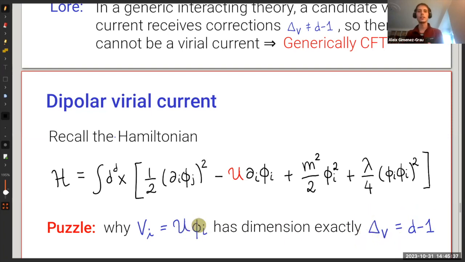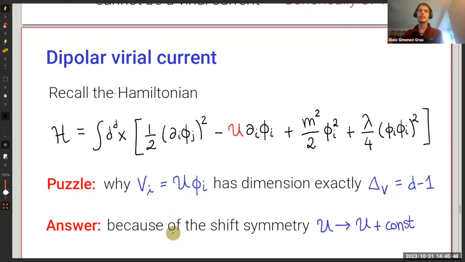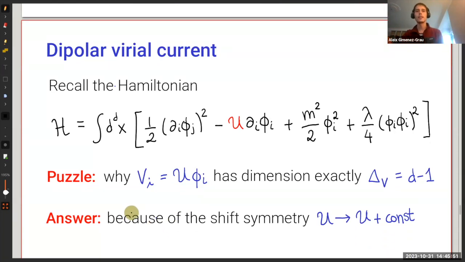Okay, so there has to be some mechanism, there has to be something that protects the dimension of this operator. What's the magic going on here? And the answer that I'm going to explain now is that there is some symmetry in this Hamiltonian, which is a shift symmetry, and this symmetry is protecting this virial current. It forces it to have dimension d minus 1, and therefore the virial current has the correct dimension, and therefore the system is only scale but not conformal invariant.